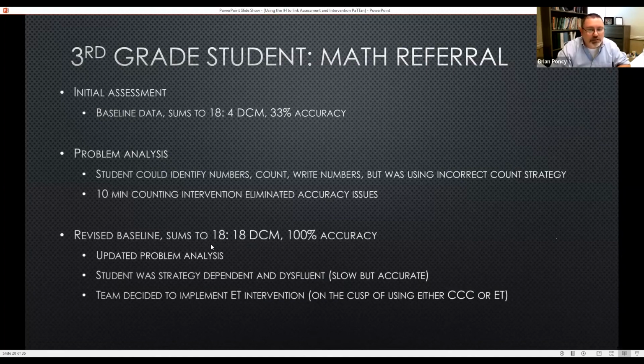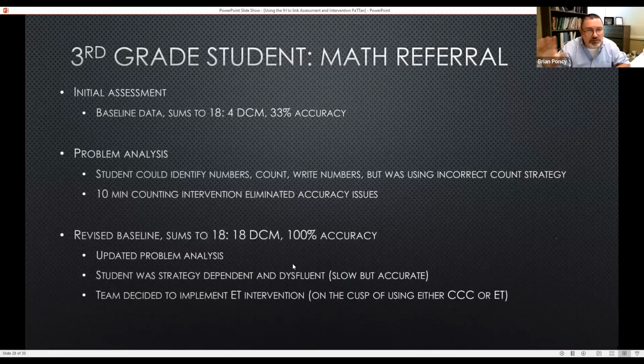18, so then we reassessed her sums. Well, she was 100% accurate, and now she was at 18 digits correct per minute. And so we updated the problem analysis. And again, the student was strategy dependent and disfluent, so slow but accurate. And the team decided to do an explicit timing intervention.